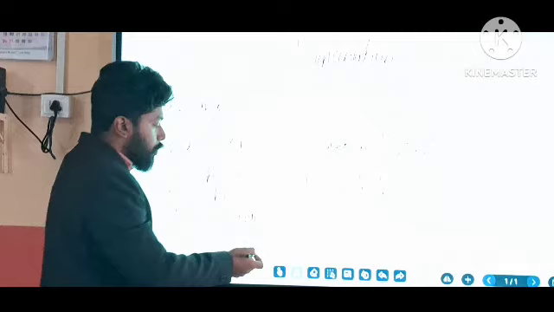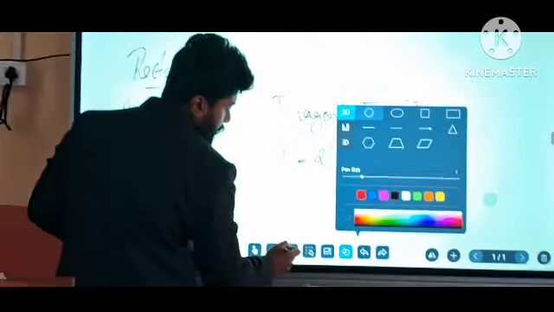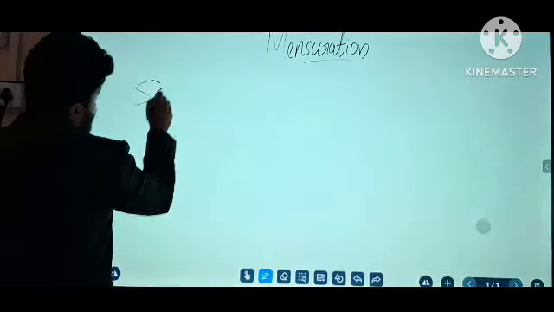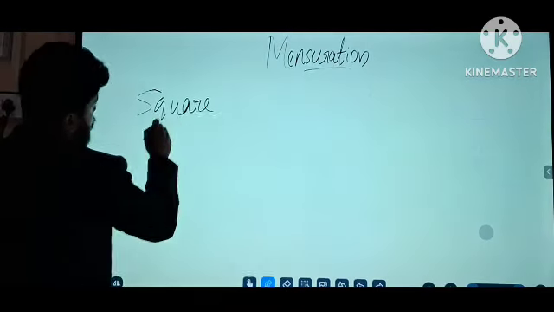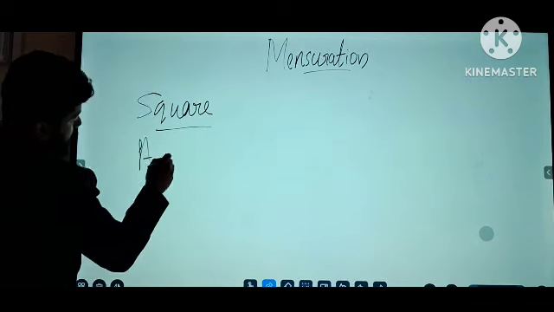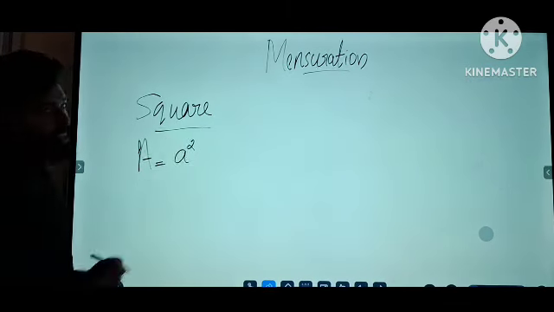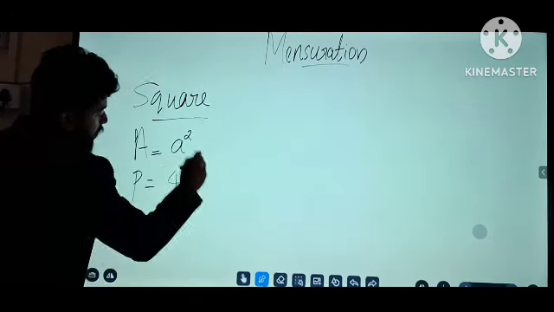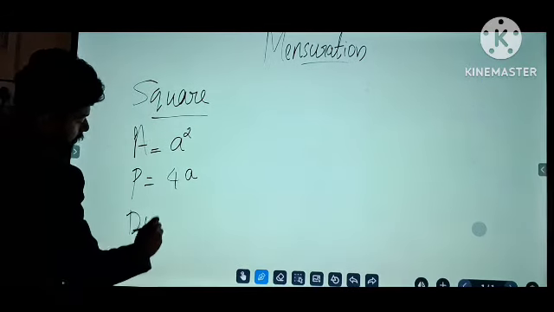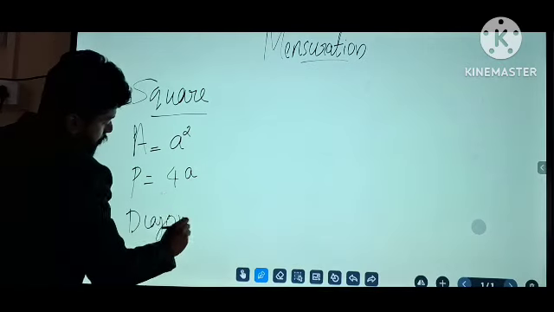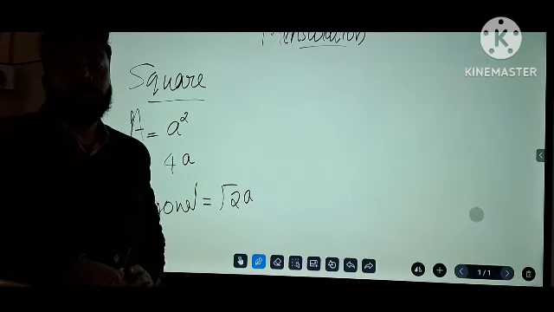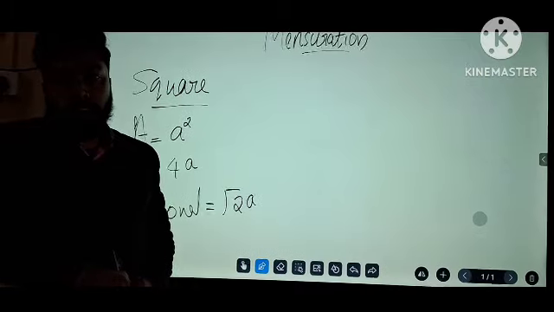Okay. Now after the rectangle, we discuss the square. If the side is a, then the area is equal to a square. Perimeter is equal to 4 times a, and the length of the diagonal is equal to root 2 a. So this is the whole set of equations we discuss for the square. Is it clear to everyone?